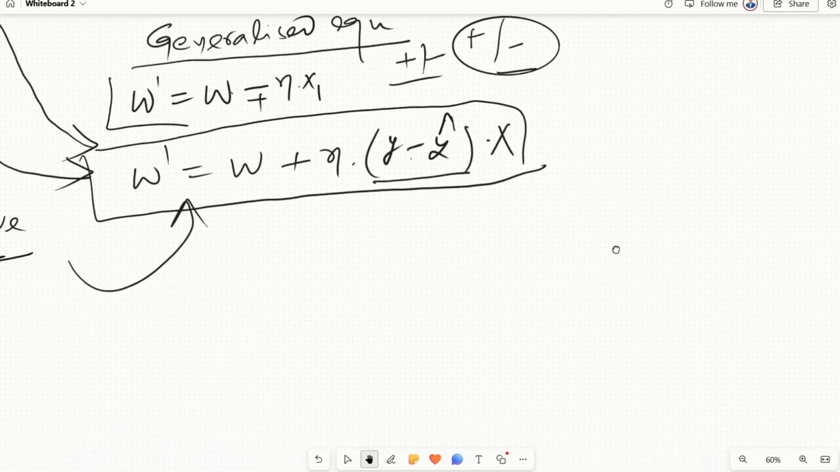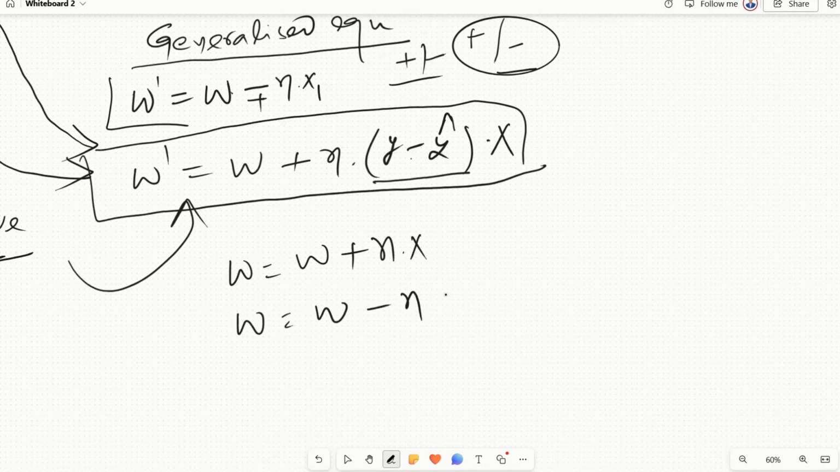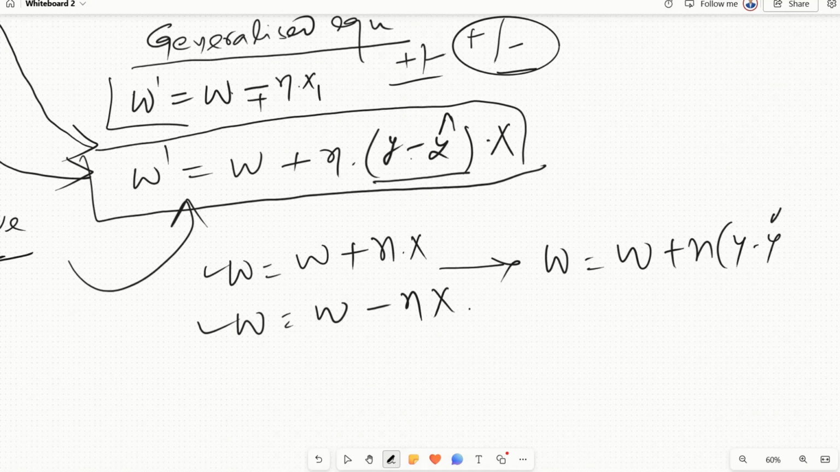Mathematically, let me explain what I'm doing here. I have two cases, right? One case is w is equal to w plus eta into x. Another case is w is equal to w minus eta x. I have only these two cases where an update is happening. In order to combine those two equations, this is my combined equation: w is equal to w plus eta, y minus y predict, into x. After combination, it becomes my general equation.